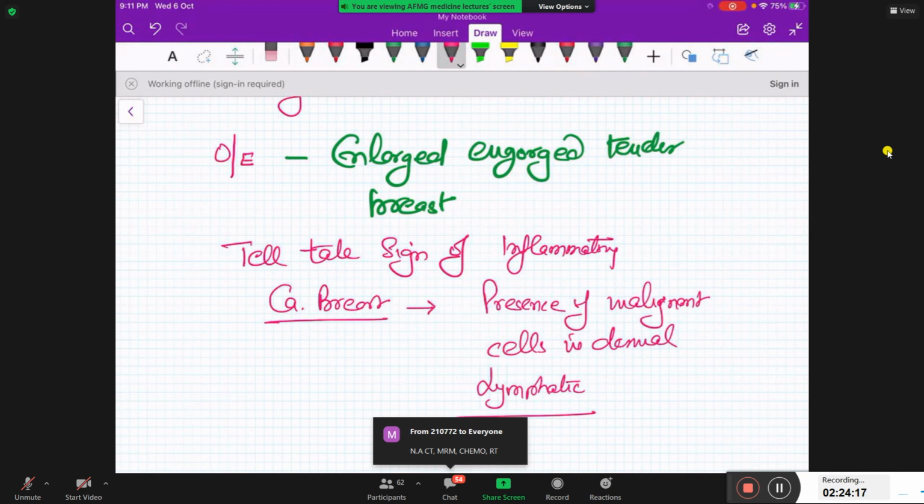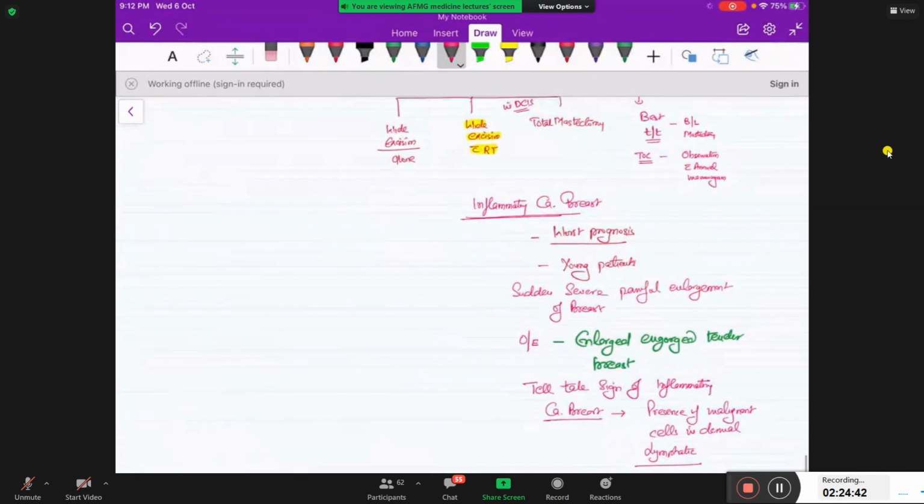It is stage 3. And what is the treatment of stage 3? Chemo followed by surgery, followed by chemo, followed by radiation. Why is it stage 3?